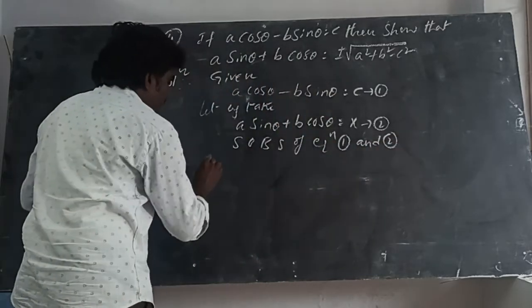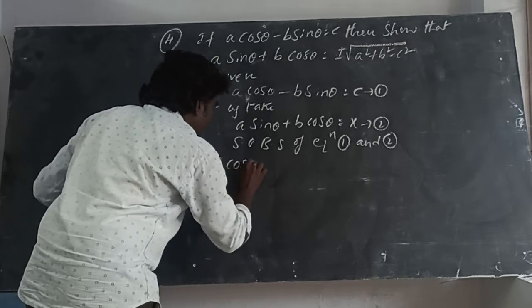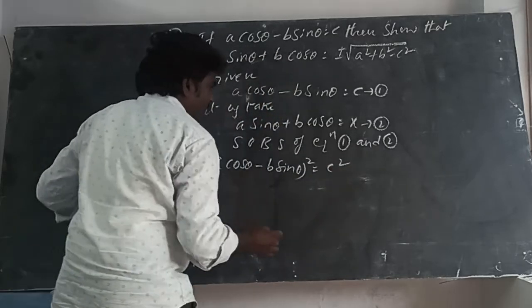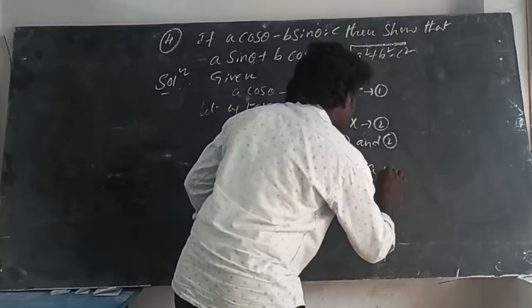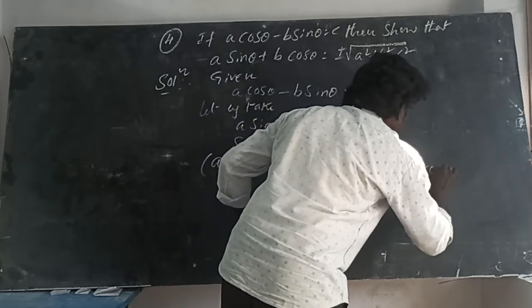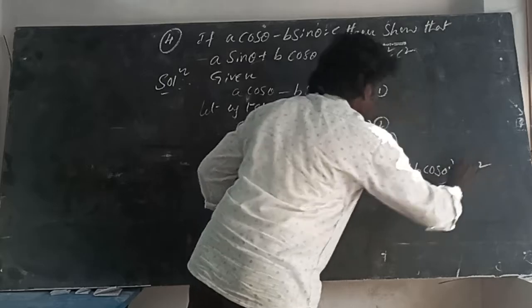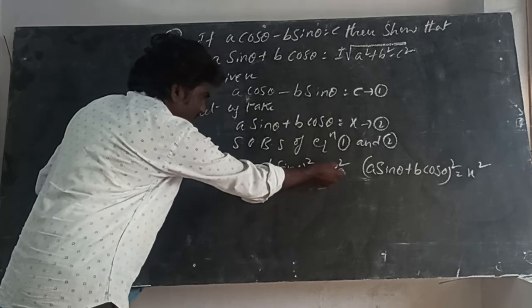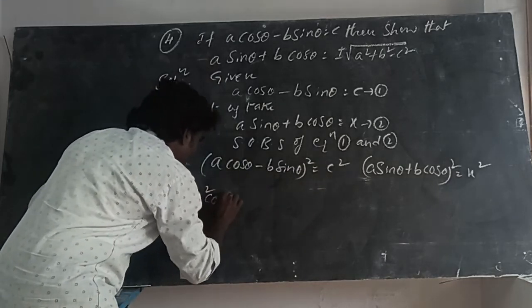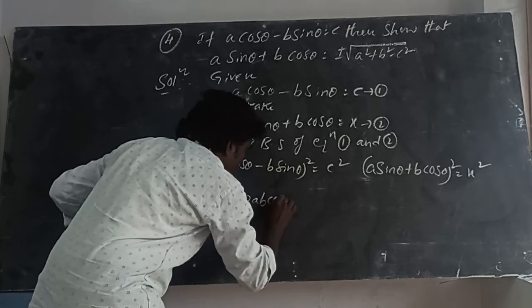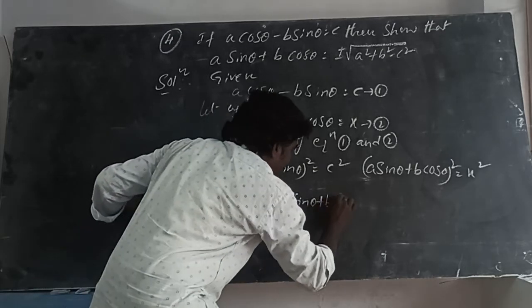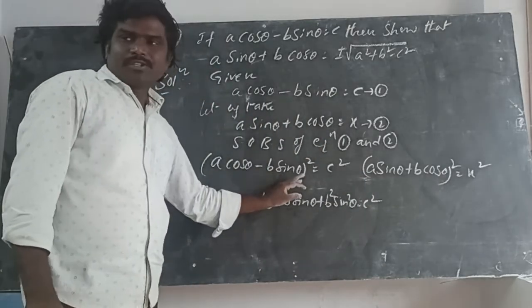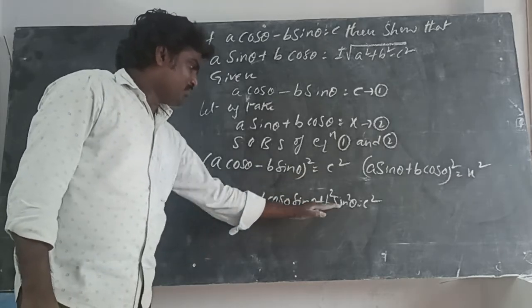So A cos theta minus B sin theta whole square is equal to C square. Next, A sin theta plus B cos theta whole square is equal to X square. Expanding A cos theta minus B sin theta whole square, what will you get? A square cos square theta minus 2AB cos theta sin theta plus B square sin square theta is equal to C square. It is in the form of x minus y whole square: x square minus 2xy plus y square.